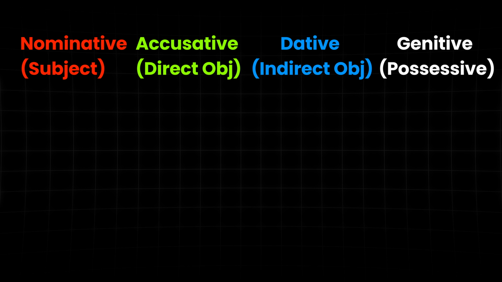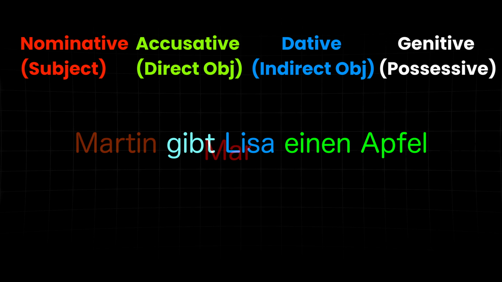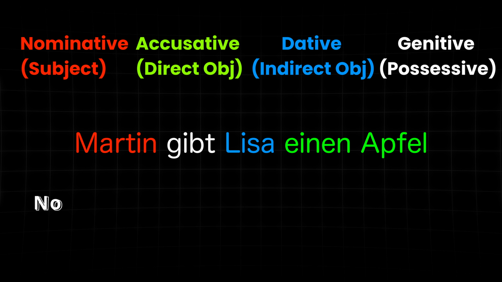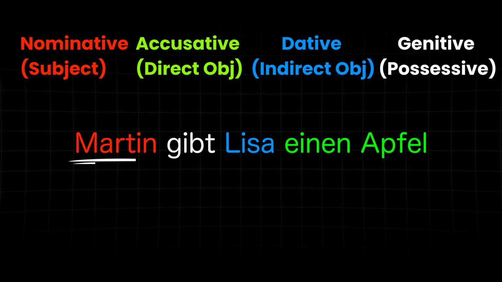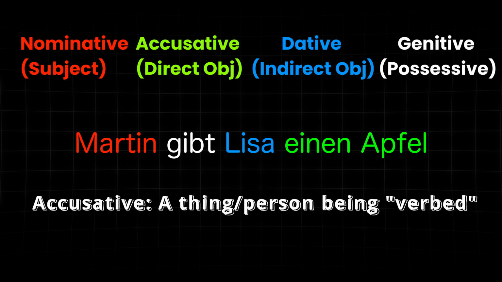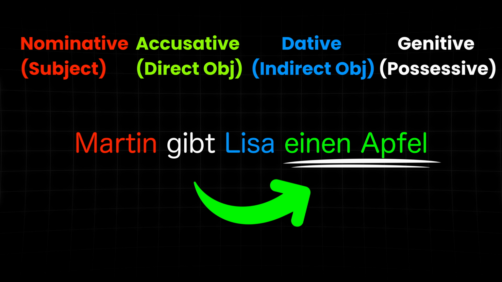Before I share my method, let's quickly sync up on the 4 German cases with an example. Martin gibt Lisa einen Apfel. Generally, nominative is the main character in a sentence. In this case, Martin is the main character because Martin is the one taking action. He is nominative. Akkusativ, on the other hand, is a thing that is being given, eaten or used. Actually, it's a thing that is under some action. It's usually a thing or a person, and in this case, the Apfel. Why? Because it's the thing that is being given.